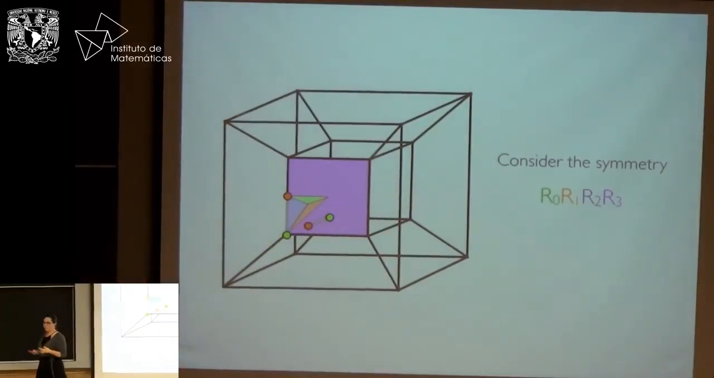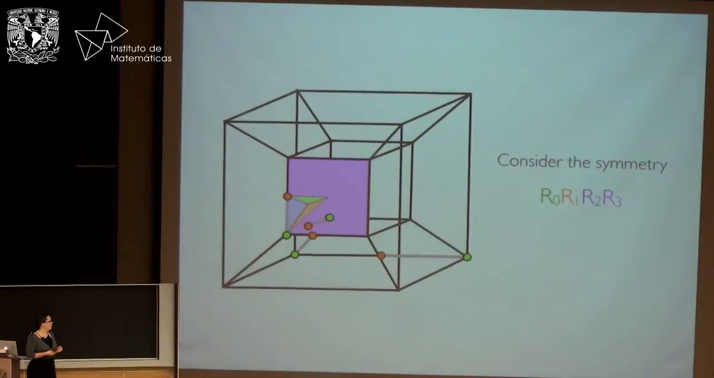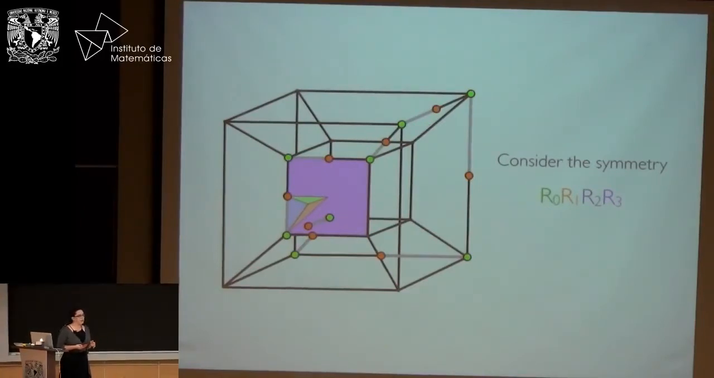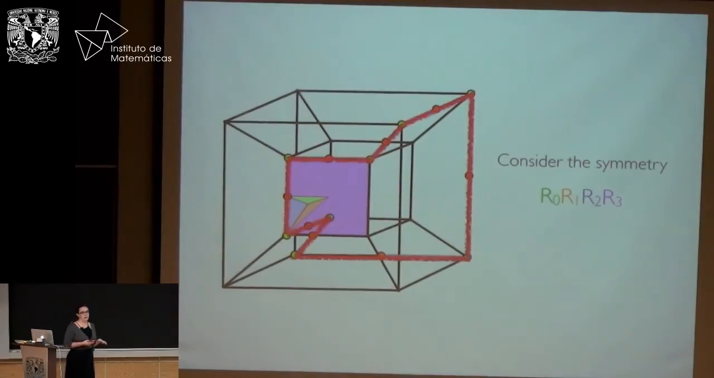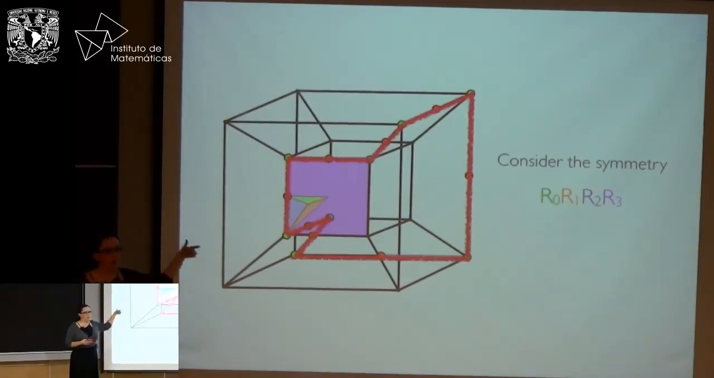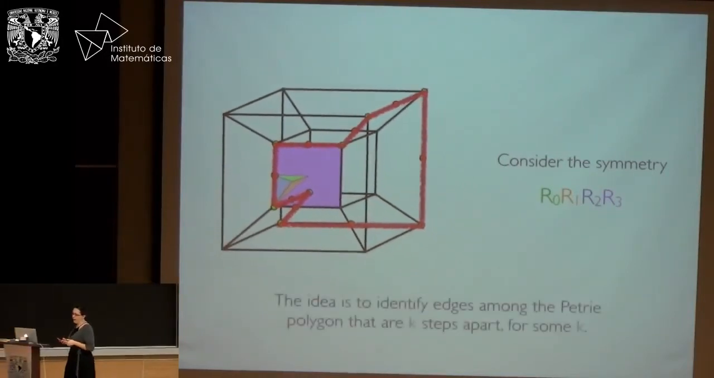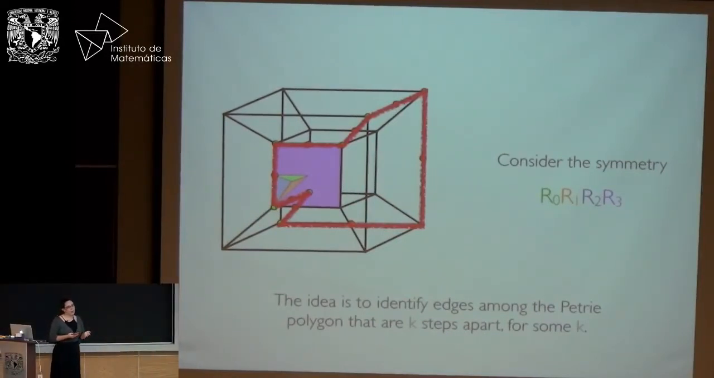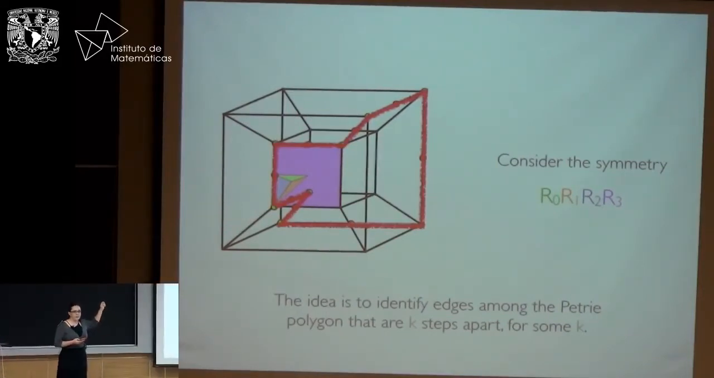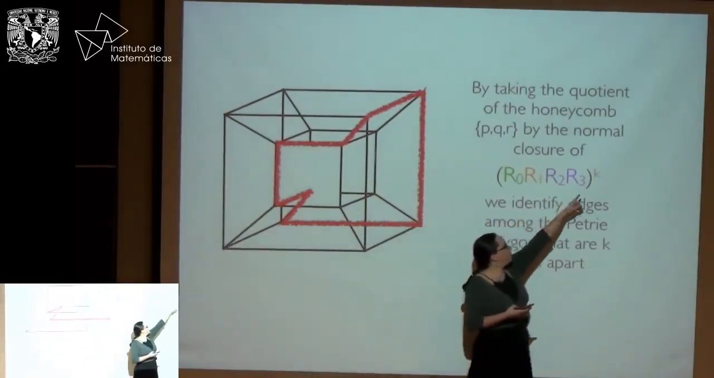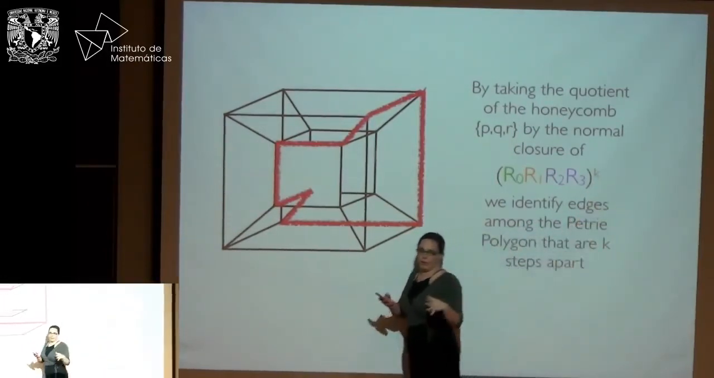And I could keep doing this. So then I get this one, and then this one, and this one, and this one, and this one. And if you look at it, you can see that I've just traced the Petrie polygon that I showed you before. So what happens is that this symmetry is actually the one-step rotation along this Petrie polygon. So I told you before that the idea was to identify edges along the Petrie polygon that are k steps away, for some k. So instead of just trying to do it with the picture, I'm going to do it with the group. So I'm going to take the quotient of the honeycomb by the normal closure of this element to the k. So precisely the k is the number of steps away that I'm going to be gluing together.